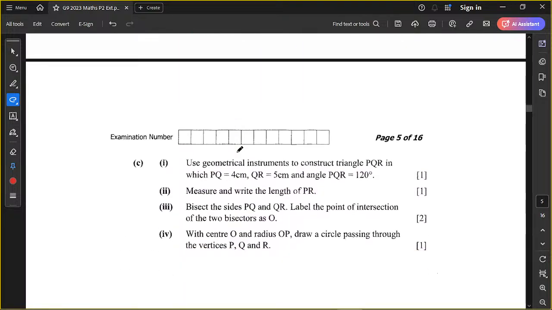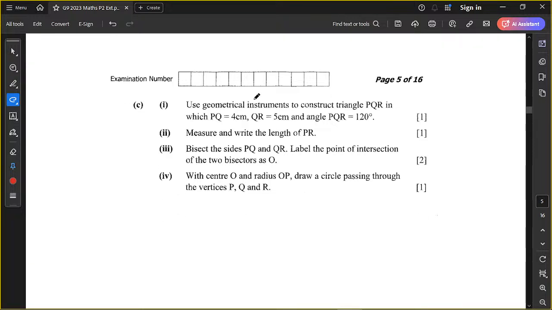So earlier on I said I'm not going to answer 2C because I don't have geometrical instruments. However, I'm going to organize. There is a software that I use in this computer for that. So I don't want to jump from one software to another. I just want to prepare the geometrical work for another day.